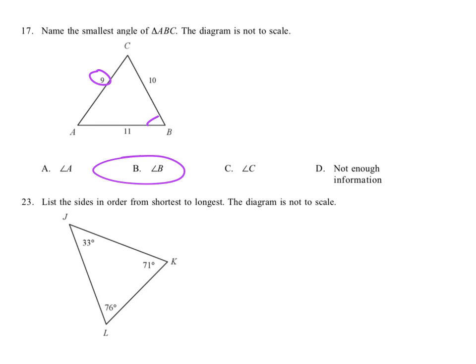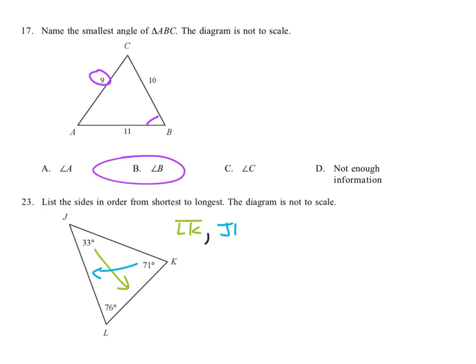What about 23? List the sides from shortest to longest. Well, what's the smallest angle? 33 degrees. So that must be across from the shortest side. So we have LK is the shortest side. And then we have, what's the next biggest? The next biggest is 71. That's going to be across from the next biggest angle, or next biggest side rather.